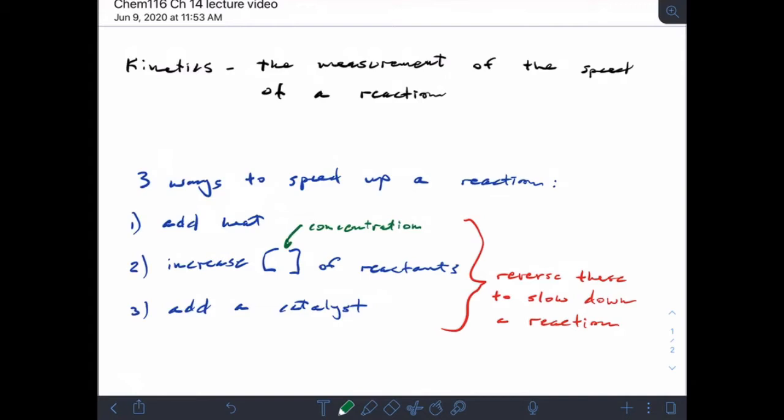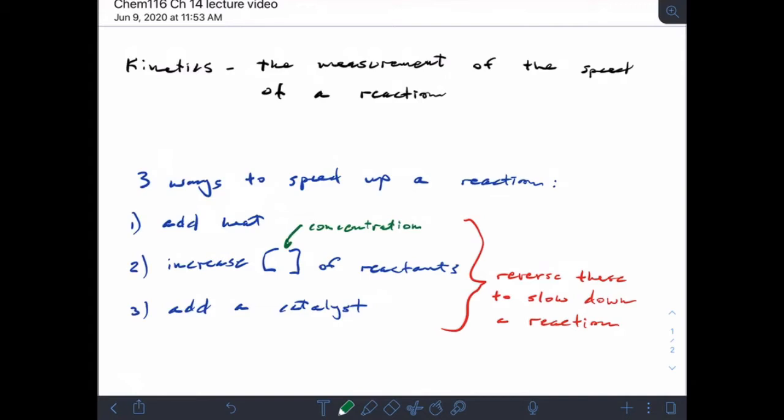This is your lecture on Chapter 14. Chapter 14 is all about chemical kinetics. Okay? And the purpose of this is to be able to measure the speed of a reaction. So the reasons that we want to be able to do this have many applications.